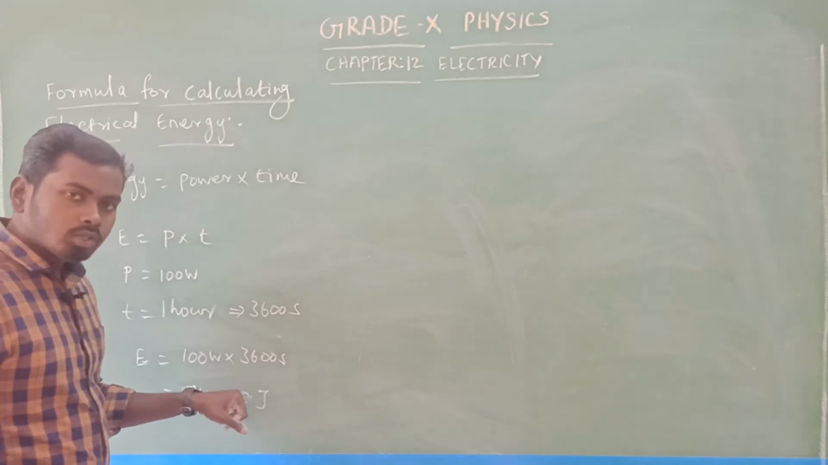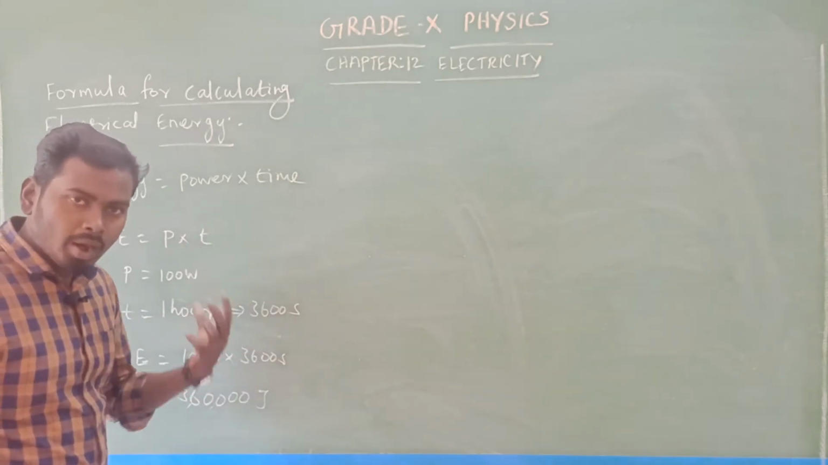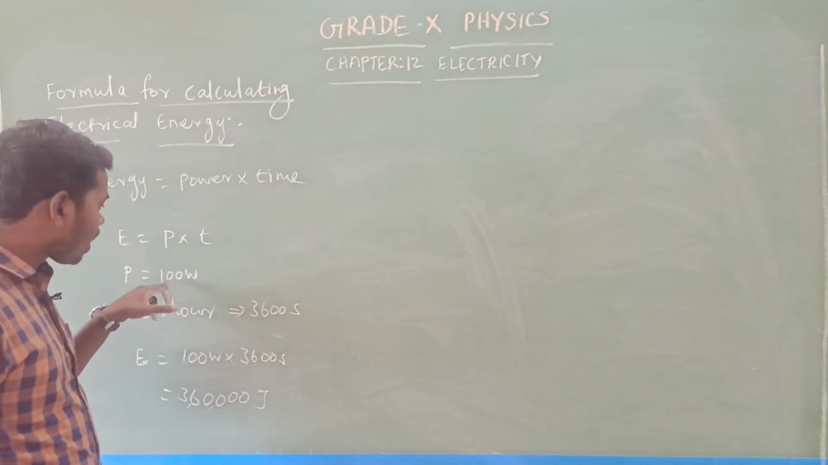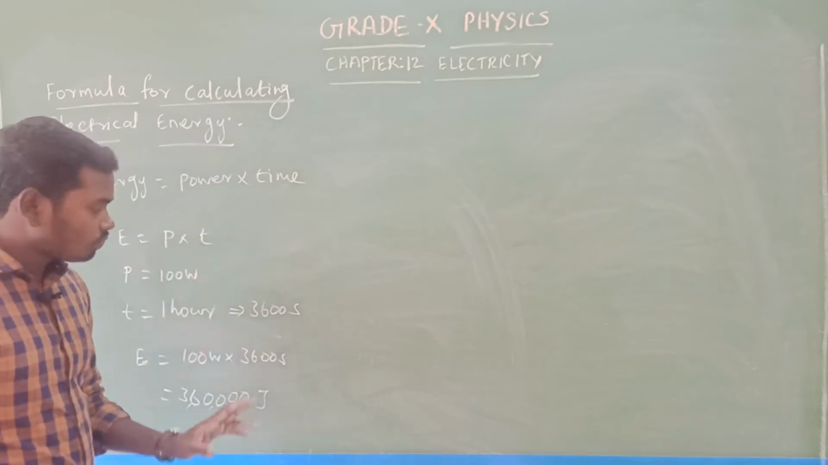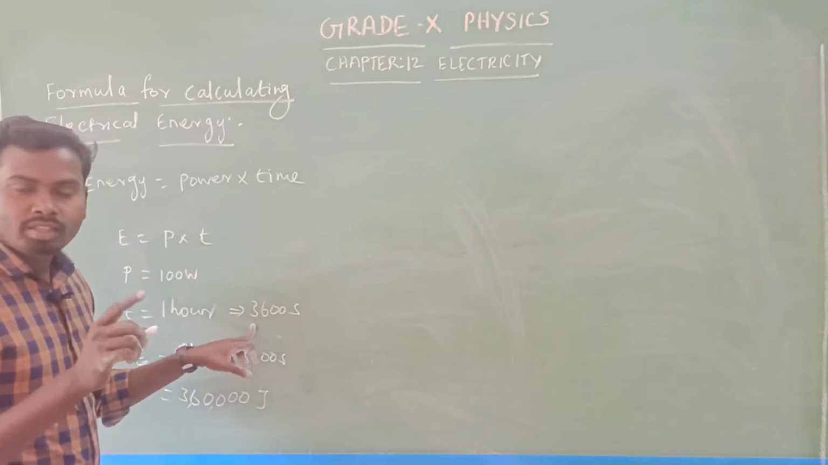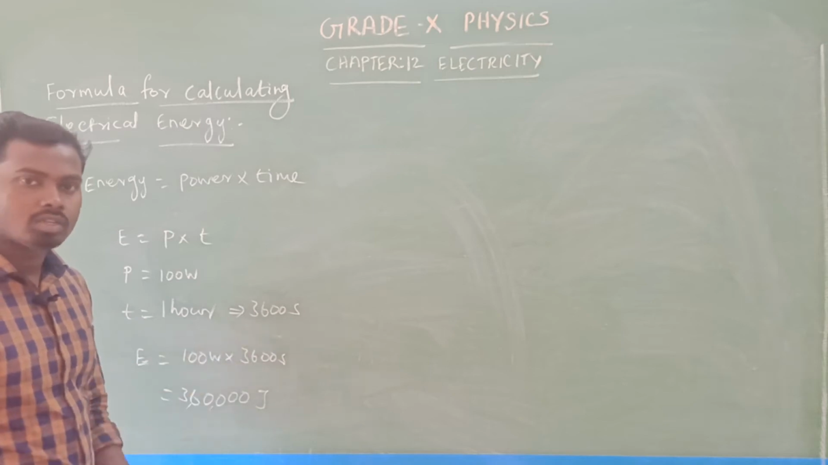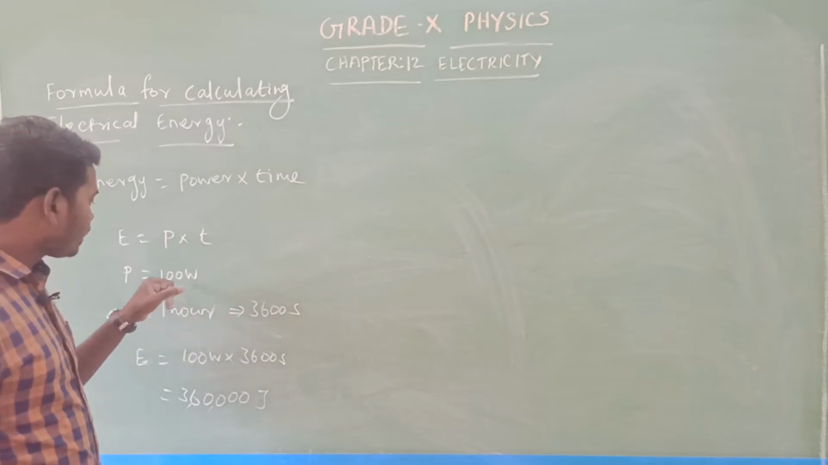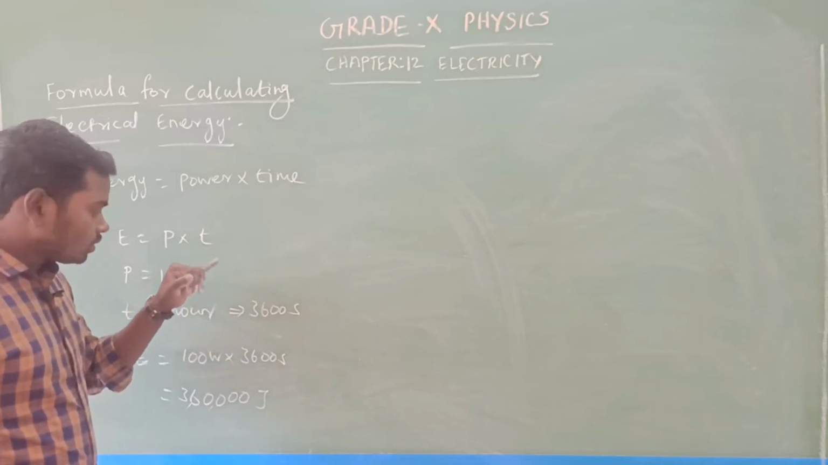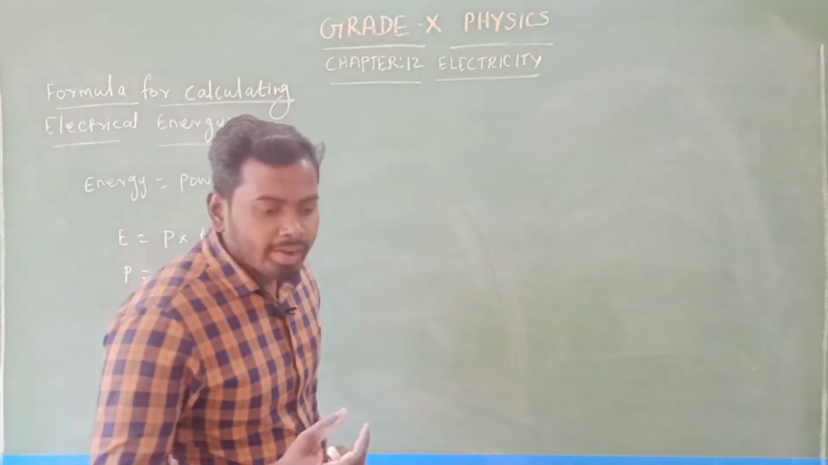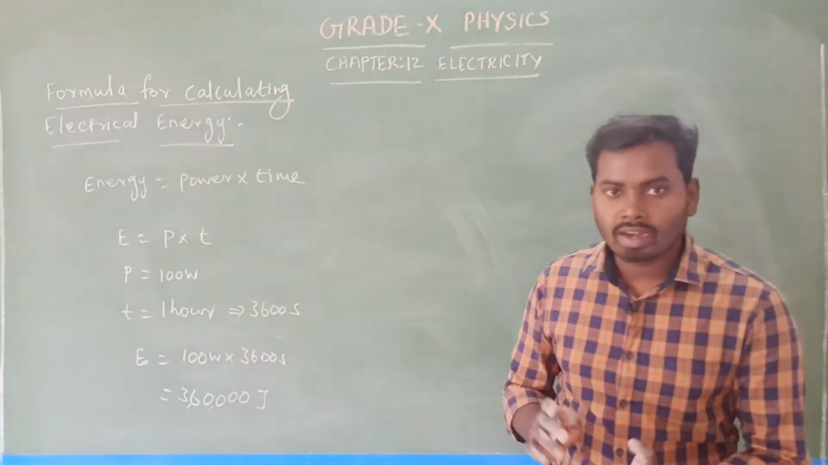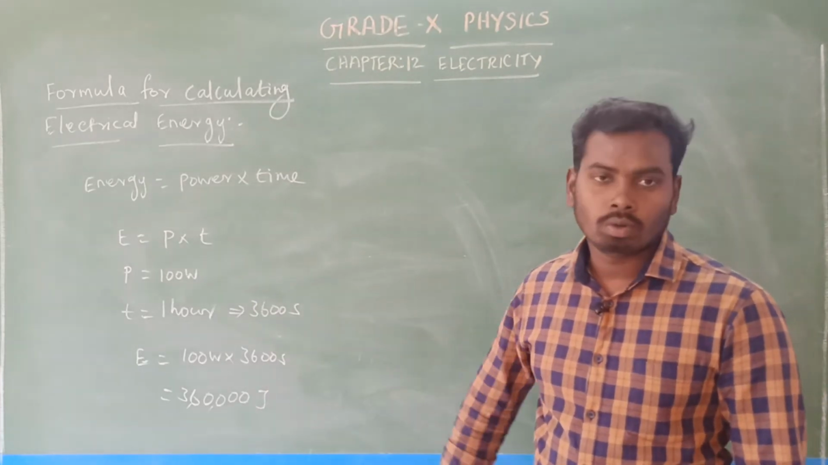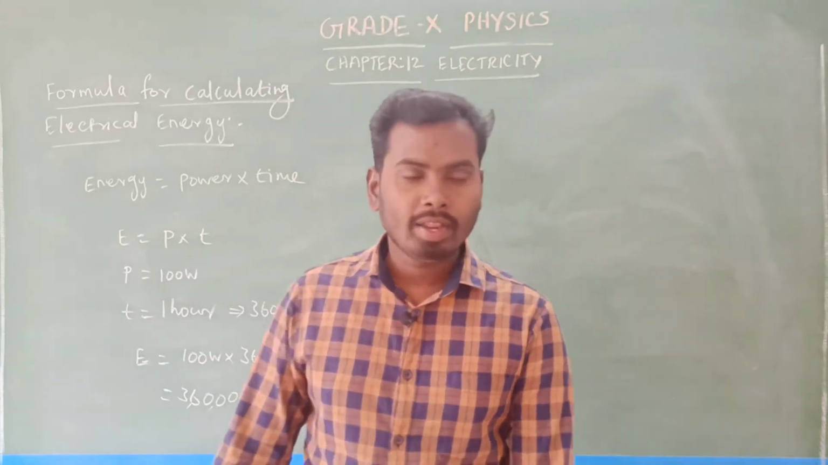3,60,000 joules is the amount of energy consumed by an electrical appliance like a refrigerator having the power rating of 100 watt and used for 1 hour, which means 3600 seconds. That's all. If the refrigerator having a power rating of 100 watt is used for 1 hour, then the electrical energy it will consume is 3,60,000 joule. That's all, students.